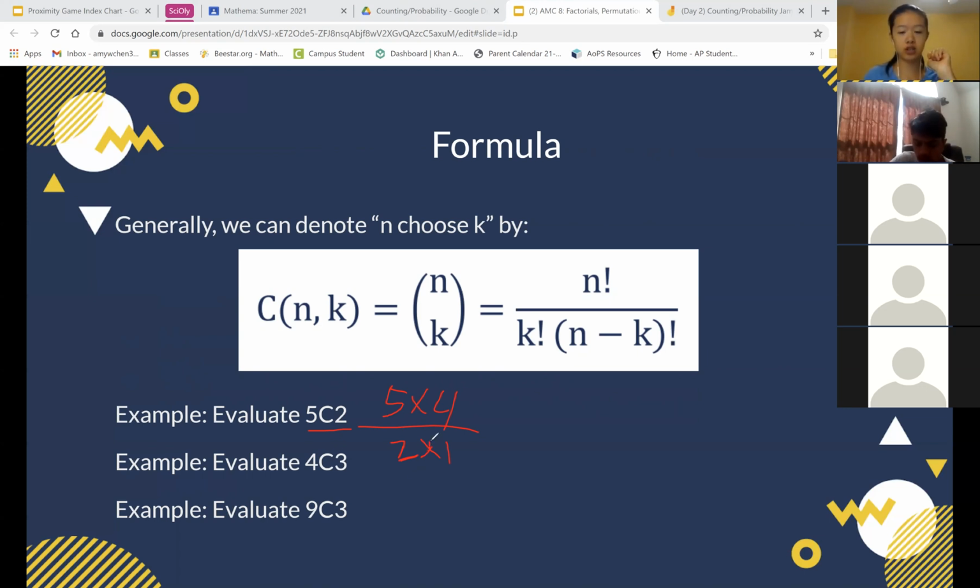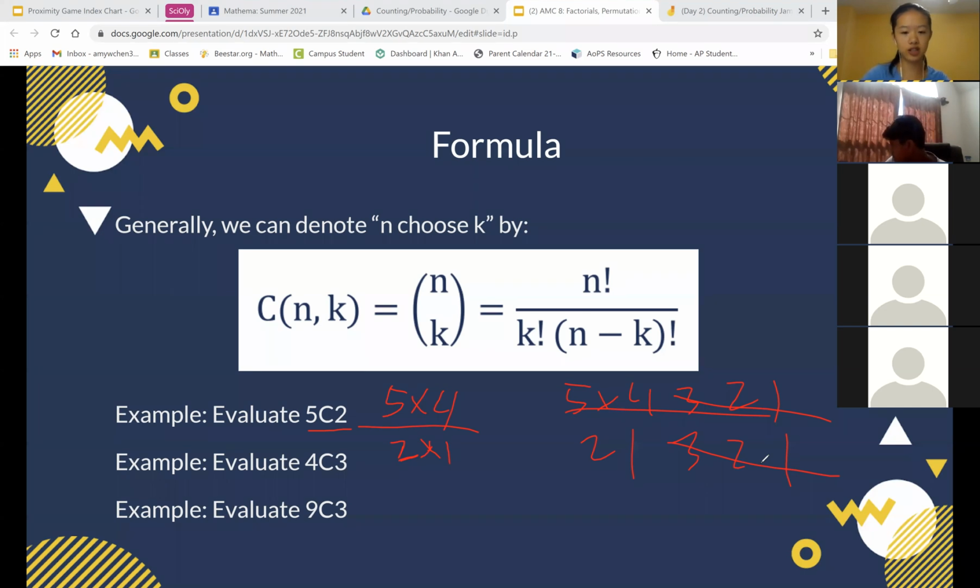You might notice that this actually doesn't match the formula because this says n factorial. So technically this should be 5 times 4 times 3 times 2 times 1 over 2 times 1 times 3 times 2 times 1. But as you might have noticed, that's quite a lot of stuff to write. And in fact, this part will always cancel out.